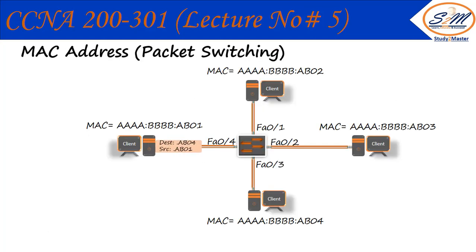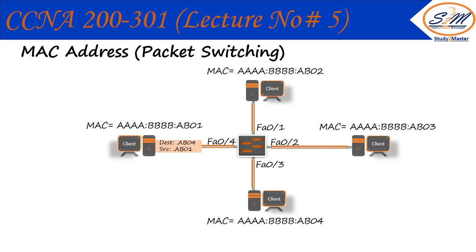MAC address and packet switching: how these computers send frames to other computers. So I have here 4 computers, each with a different MAC address. PC1 MAC is AAA BBB AB01. PC2 is AAA BBB AB02. PC3 AAA BBB AB03. And PC4 finally AAA BBB AB04.